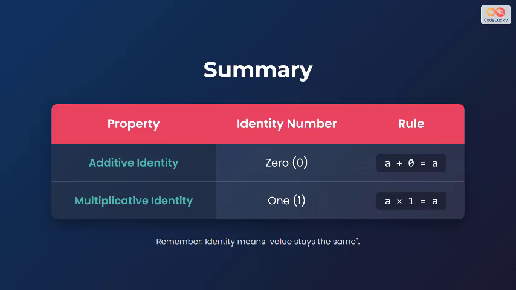To recap, the additive identity is 0 because adding 0 changes nothing. The formula is a plus 0 equals a. The multiplicative identity is 1 because multiplying by 1 changes nothing. The formula is a times 1 equals a. Keep these distinct in your mind, and you will have a solid footing for algebra.